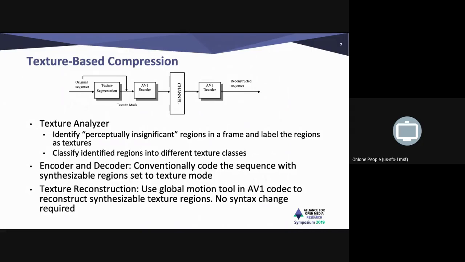The encoder and decoder are the same. In our case, we're using the stable version of AV1 that came out sometime last year. At the decoder side, after we decode the rest of the pixels, we use texture reconstruction to warp these regions from the reference frames to the current frame. In that sense, no syntax change is required, and we embed some of the side information into the bitstream when we enable the mode.